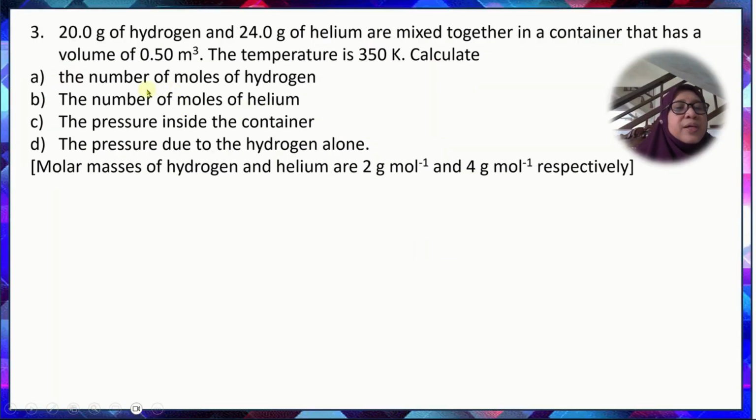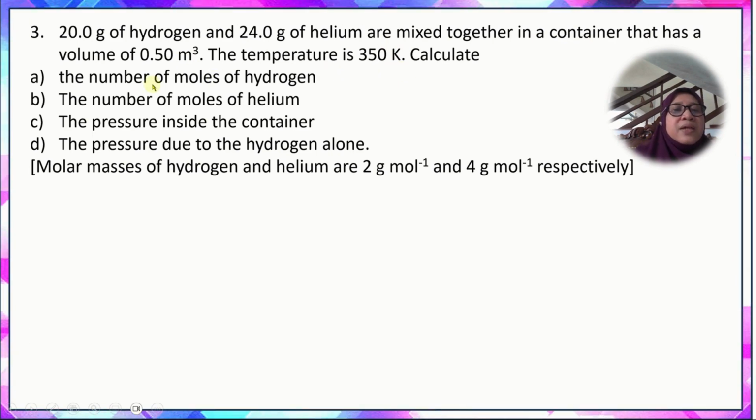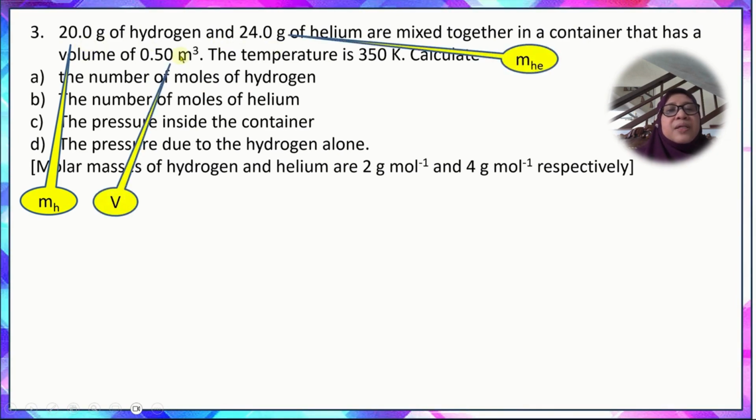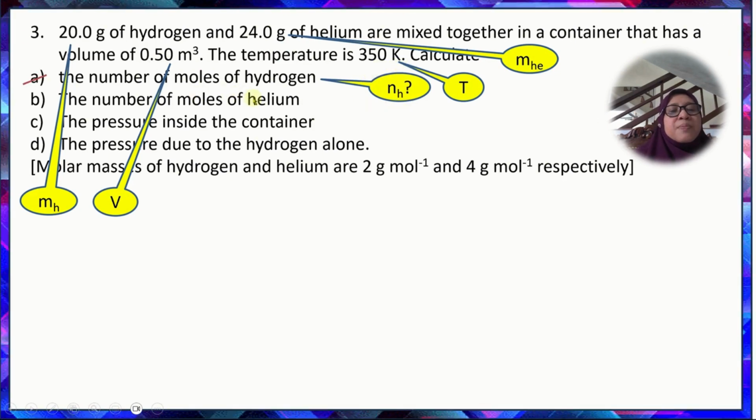Next we do question 3. 20 gram of hydrogen and 24.0 gram of helium are mixed together in a container that has a volume of 0.50 meter cube. The temperature is 350 Kelvin. Calculate the number of moles of hydrogen. You are given the mass of hydrogen, the mass of helium, and the volume. The container has volume 0.50 meter cube and the temperature is 350 Kelvin. For the number of moles of hydrogen, we use the symbol n, subscript H.